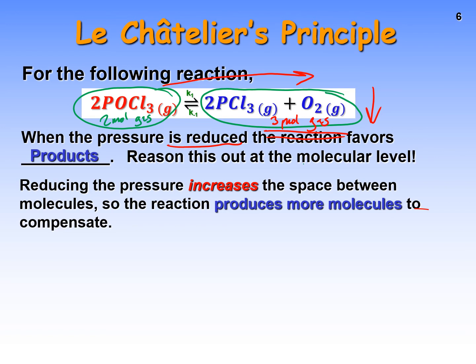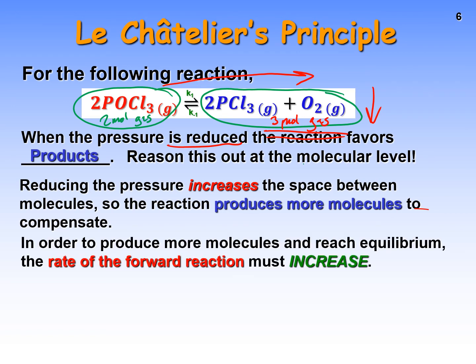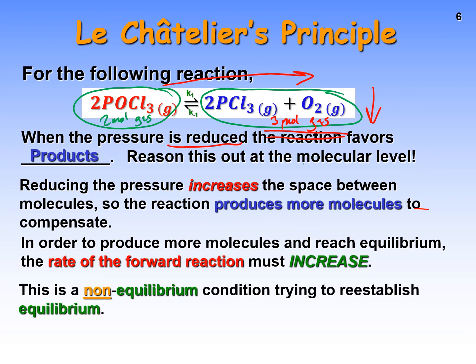We can reason this out at the molecular level. By reducing pressure, we're creating more space between molecules. And in order to get that spacing back to where it was at equilibrium, we need to increase the number of molecules present. There are more gaseous products than there are reactants, so we shift towards the products. We also see that our rates are changing as well, right? By increasing pressure or reducing pressure, we're affecting the rate of the reverse or forward reaction differently based on the moles and order of the reaction that is occurring in that situation.